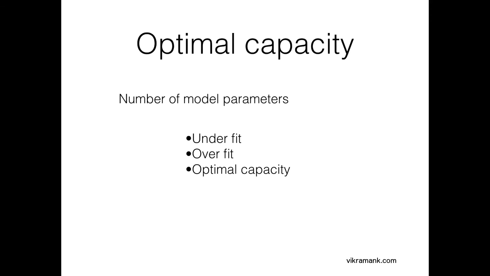The capacity of a model is denoted by the number of model parameters you include in your model algorithm, and as you fit, there would be three different cases: underfit, overfit, and optimal capacity. To explain this, I'm going to take the example of polynomial regression. I'm going to use quadratic data and try to fit polynomials of the order 1, 2, and 10. So let's see what happens.